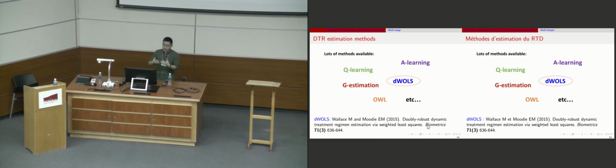DWOLS is easy to implement. For each stage, it is just a weighted ordinary least squares. It's also easy to explain to physicians. Importantly, DWOLS has the double robustness property. Now let's dive into this method.